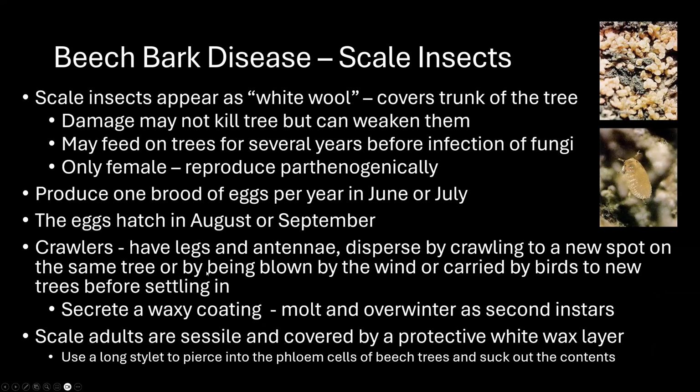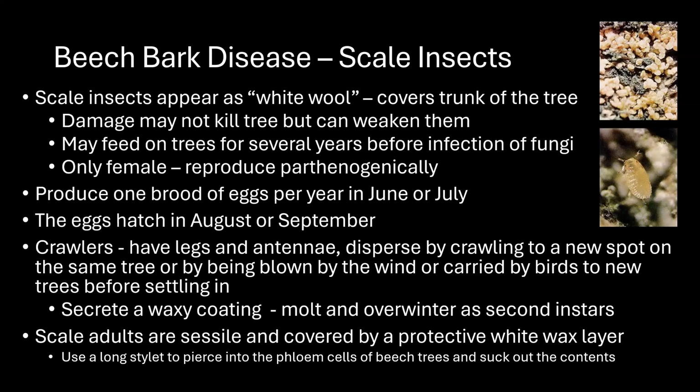So let me talk first about the scale insect component. You can kind of see the pictures here of what these little guys look like, and there's different stages. They appear as this little white wool that covers the trunk of the tree. And again, usually they're not the ones that are actually killing the tree. It's the fungus that comes in after it that ultimately kills the tree. But these can still stress the tree out and weaken it. So you still want to have control over these insects.